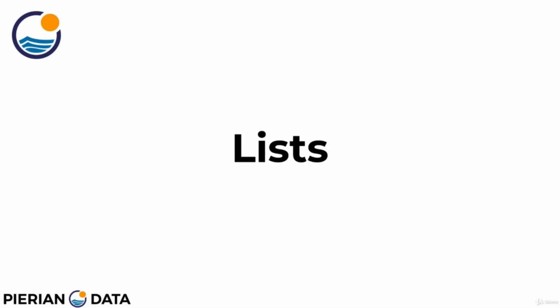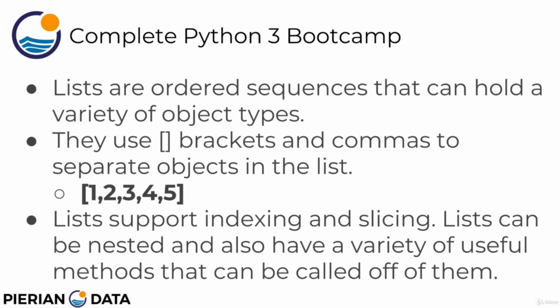Welcome back, everyone. Now let's begin discussing lists in Python. Lists are ordered sequences that can hold a variety of object types, and they use square brackets and commas to separate the objects in the list. For example, here we can see a list of numbers 1, 2, 3, 4, 5. And lists, just like strings, support indexing and slicing. And lists can also be nested and have a variety of useful methods that can be called off of them. Let's explore all these concepts in a Jupyter Notebook.